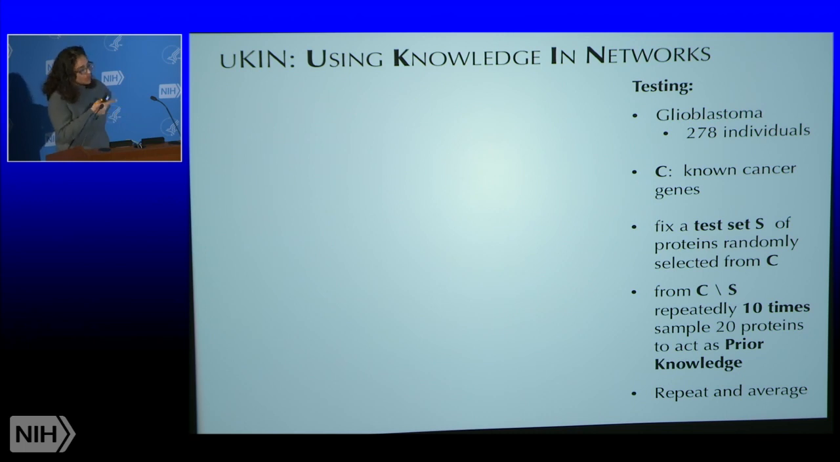So this is a little bit tricky from the point of view of testing performance. Basically, we want to test what happens as you choose different amounts of prior knowledge, different sets of proteins, different numbers of proteins, and that's why you want to fix this set that you're going to try to recover. And then you can repeat this many times, and you average.